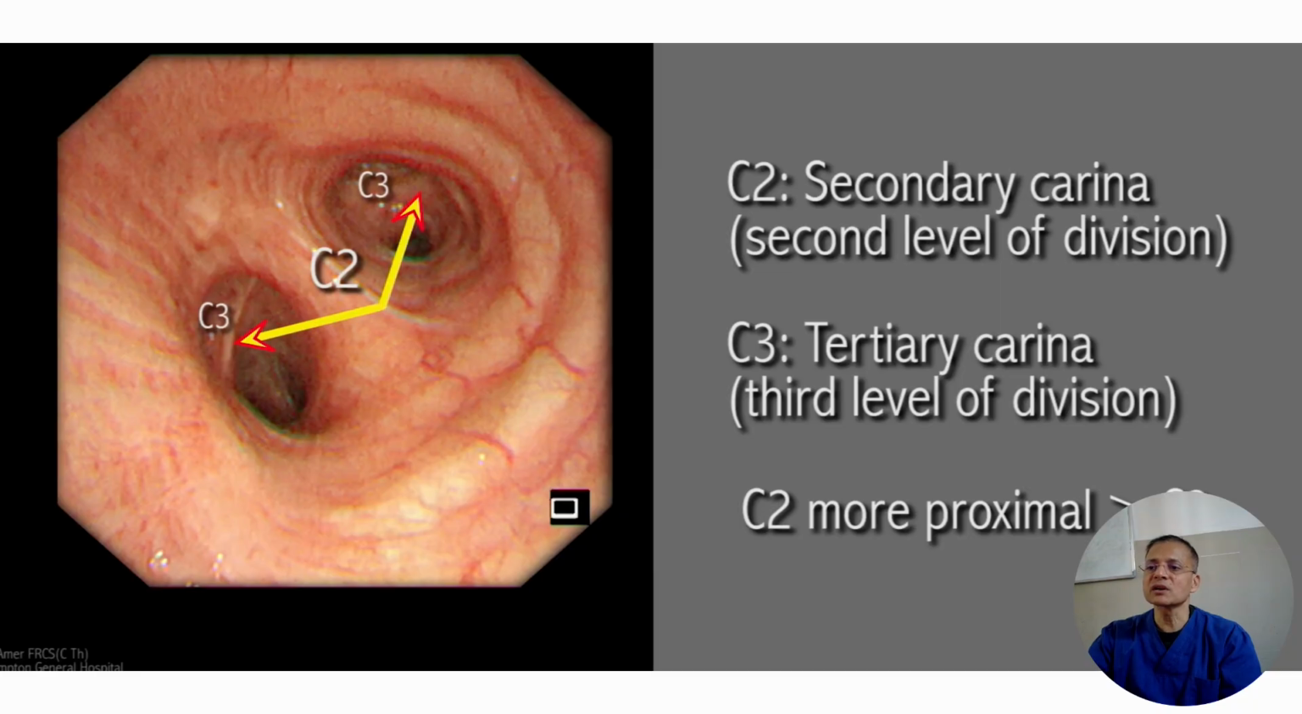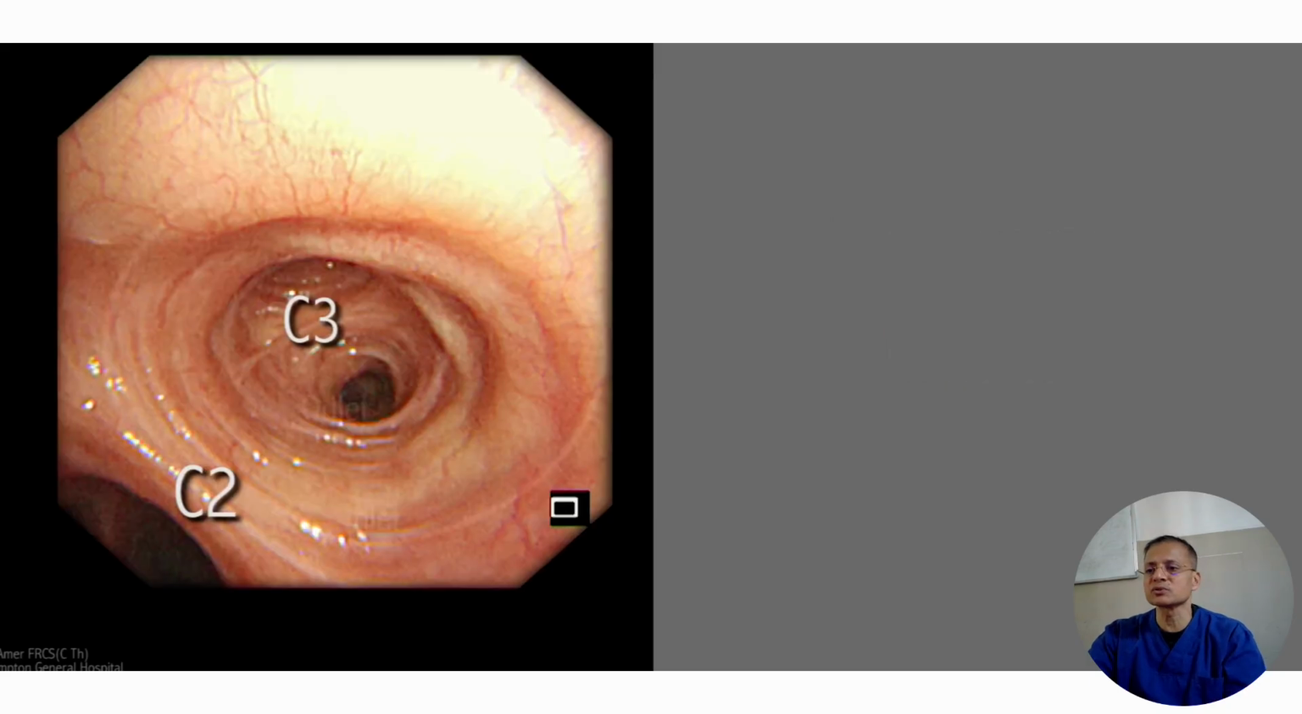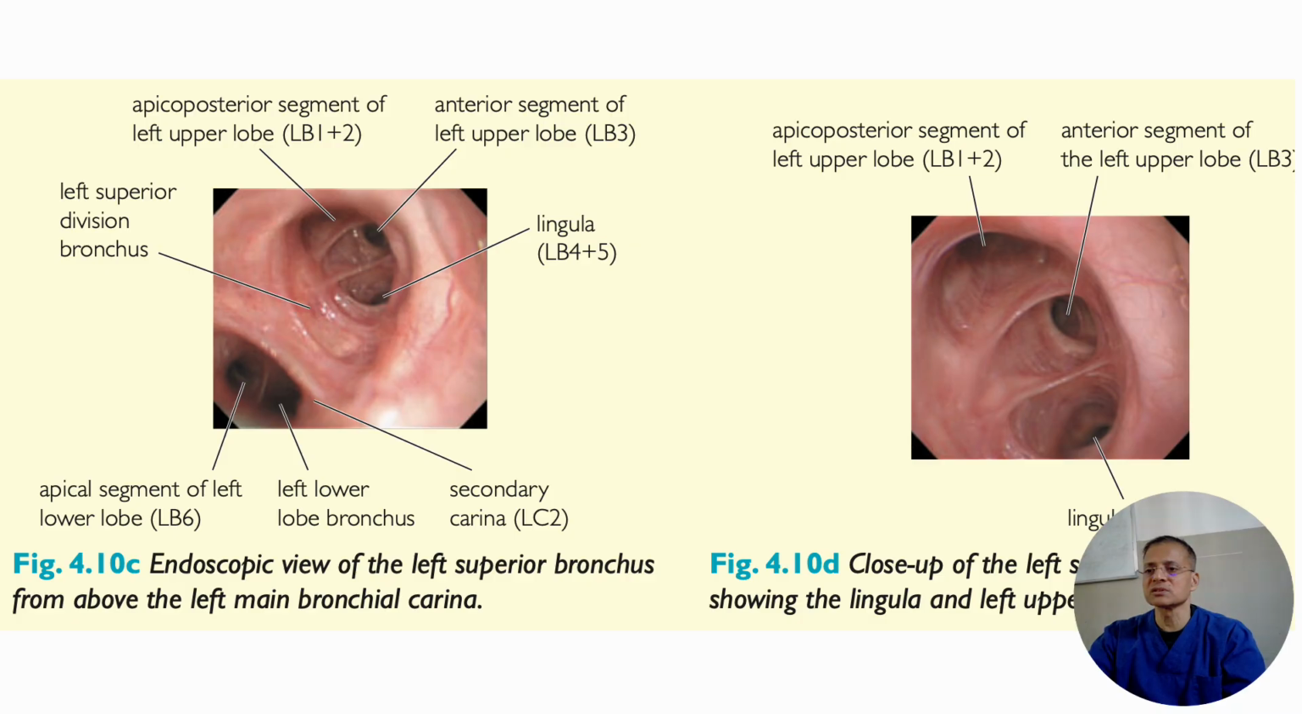So this is the C2 carina, and further will be the C3 carina and C4 carina, as I mentioned in the last picture. The membranous part will always be located posterior. So when you are confused with tumor infiltration and you don't know where the anterior and posterior parts are, follow the membranous structure. Then from C2 we are moving to C3 carina. This is how we should move.